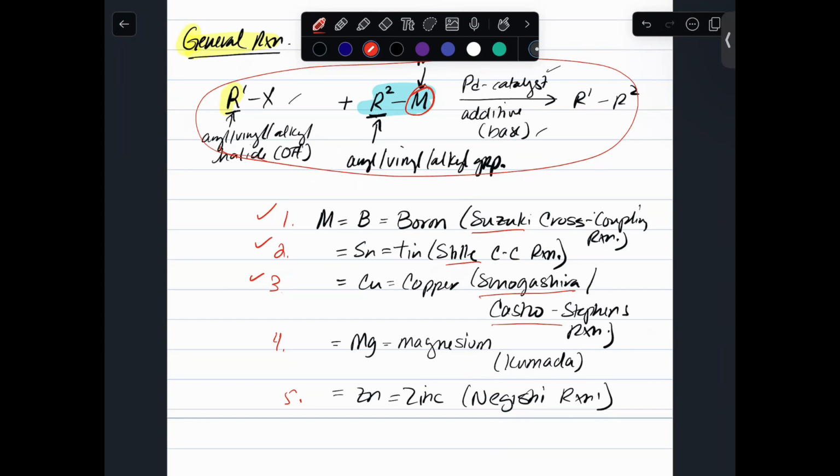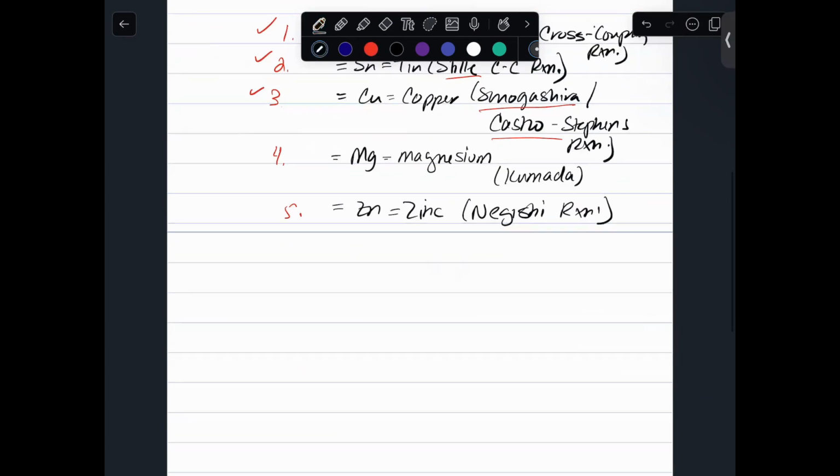So let me go ahead and remind you of a couple of the reactions that we talked about before in lecture 7 to help us out with these three reactions. This is just a reminder from lecture 7.